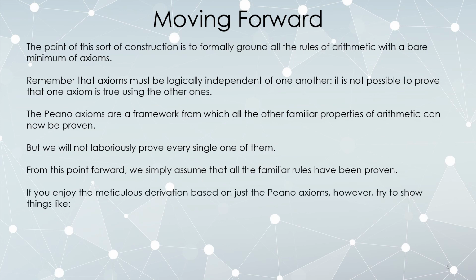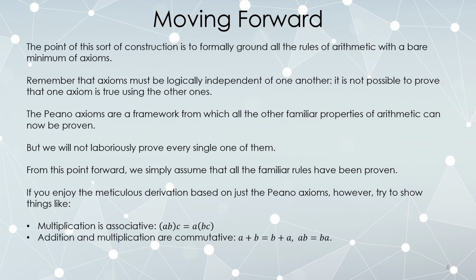Now, if you do like this sort of derivation of basic arithmetic using the axioms, try to show things like (a times b) times c is the same thing as a times (b times c). That a plus b is equal to b plus a, and so is a times b equal to b times a, associative and commutative properties of both multiplication and addition. Distributive properties like this. All of these things can be inductively proved, and it takes time, but it's a good exercise.